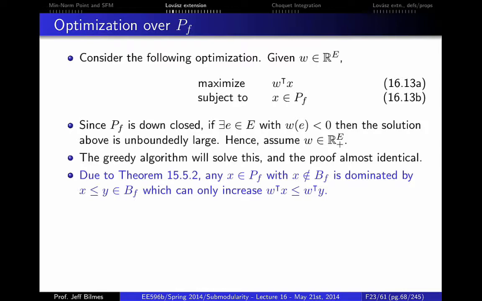This theorem says that if you're a vector x in the polyhedron but you're not in the base, then for any x, there's some y that's strictly greater than x, where y is in the base. And because of that property, we're increasing the dot product.